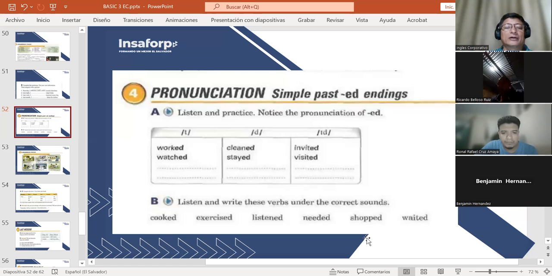Cooked. Exercised. Listened. Needed. Chopped. Waited. Again: cooked, exercised, listened, needed, chopped, waited.